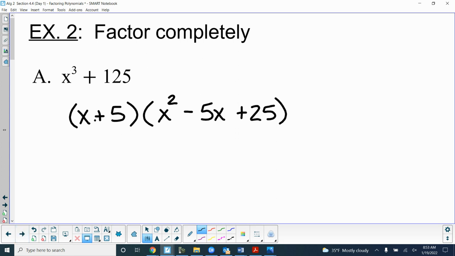We have it factored. We just factored that sum of cubes. That's it. Do them the same every time. Now, we didn't look for a GCF, but we should have. Was there a GCF? No. Okay, but always look for a GCF to start.